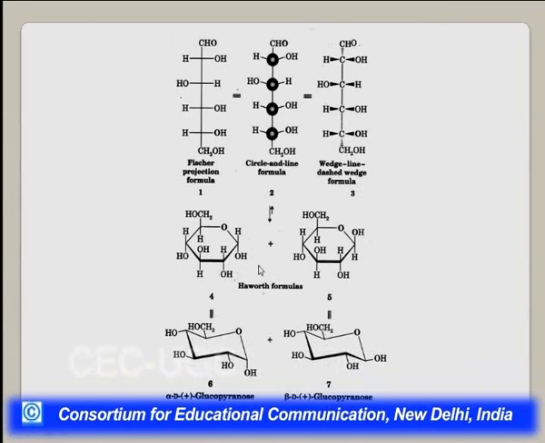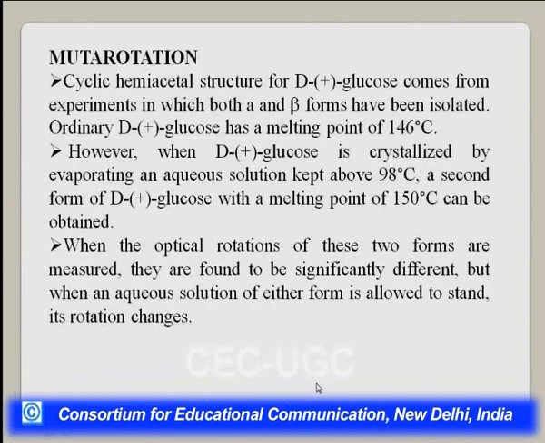And you can see these are the Haworth formulas, alpha, beta, and these are equivalent to these structures. This is alpha D. So, any representation you can use for glucose. This is the open chain formula. These are the Haworth structures, alpha and beta, and these are the chair forms of alpha and beta D-glucopyranose.